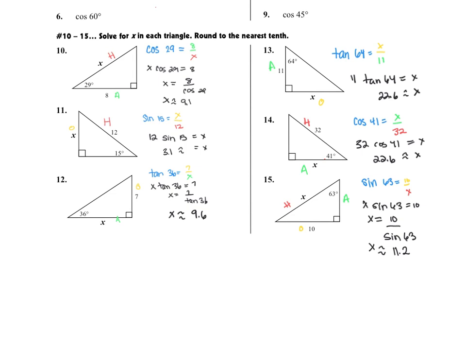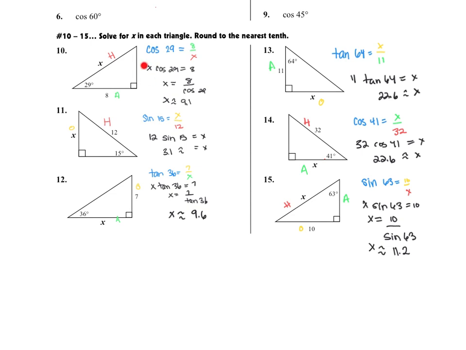So looking at number 10, we are given this angle at 29 here, and then we are being asked to find the hypotenuse, and we are given the adjacent. So that is going to be a cosine. And so we're going to have cosine of 29 is equal to our adjacent, which is 8, divided by our hypotenuse, which is our unknown x. Remember, you can think of this as over 1. So when we go to cross multiply, the x comes out in front of the cosine of 29.